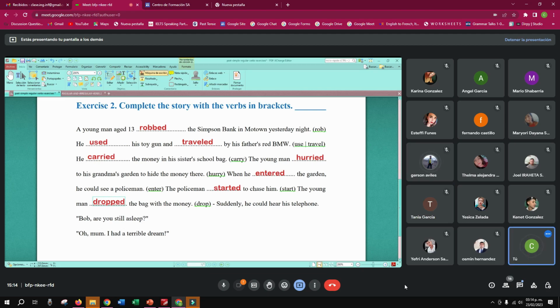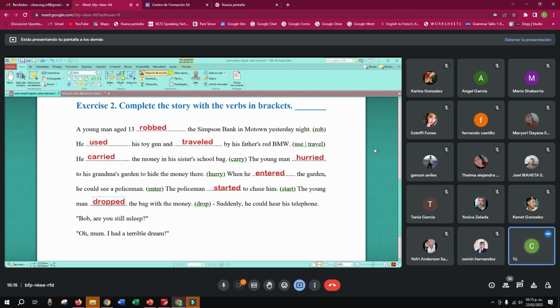That's great. So, what about if we practice those pronunciations, guys? Listen: robbed, with D at the end, robbed, used, traveled, carried, hurried, entered, started, dropped. That is with T, right? Dropped. So practice the pronunciation of those verbs, right? Okay. I don't know if you have questions. Any questions? Is everything clear, guys?